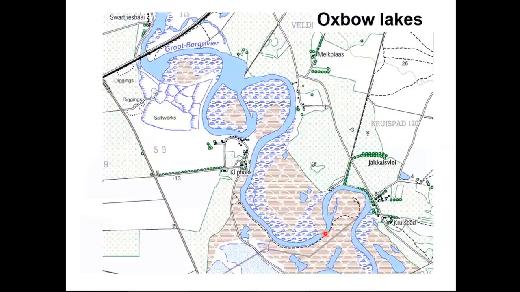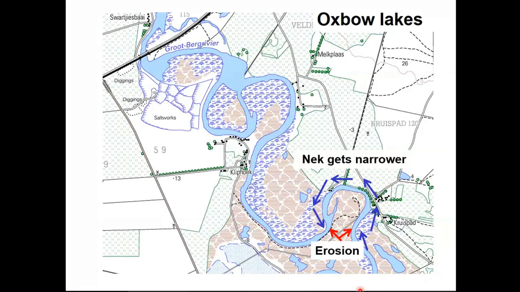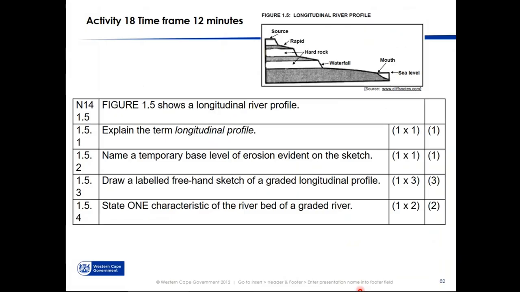Okay, Oxbow Lakes. The water is going around and gets to that area over there, which is your cut bank. So it's cutting in there, and what it cuts over there, it deposits over there. So the river gets narrower and goes through there, and there we go. Any questions on that section?